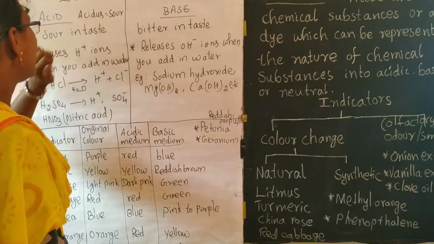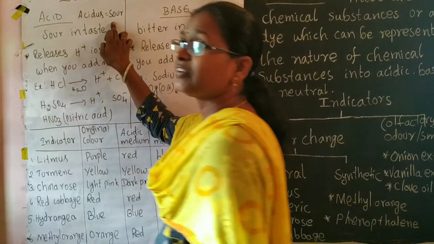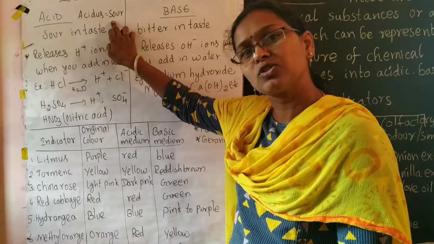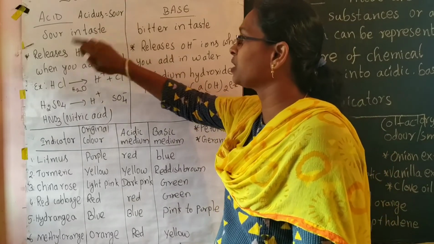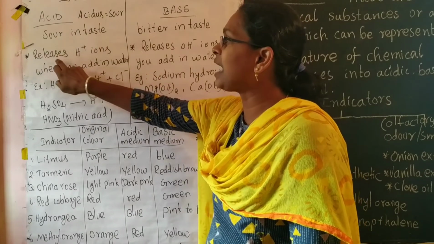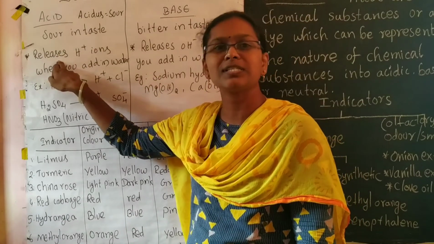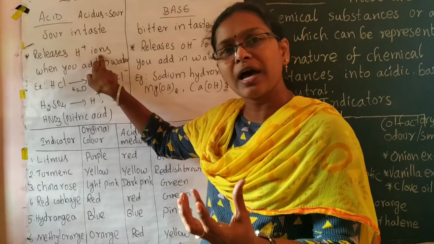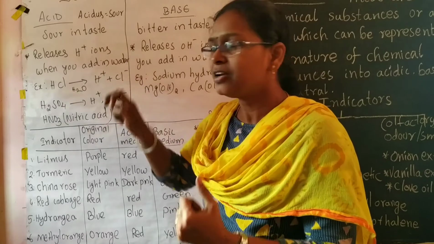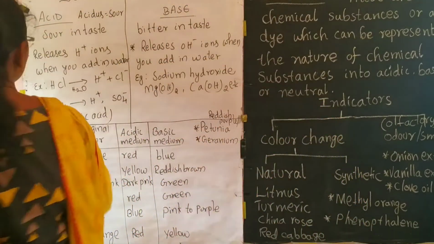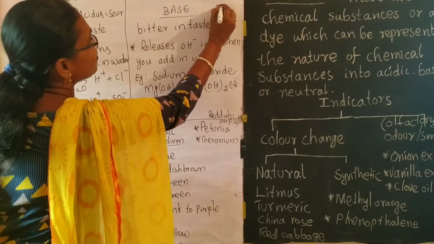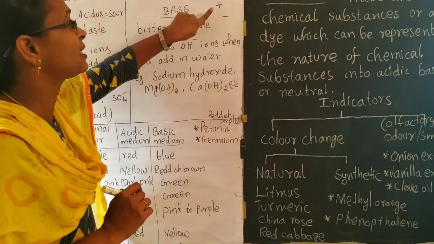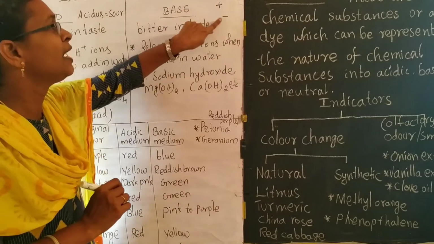The word acid came from acidus, a Latin word, which means sour in taste. When you add water to these acids, they release H plus ions. So what is meant by an ion? An ion is nothing but a charged particle. We explain them as a positive ion and a negative ion.